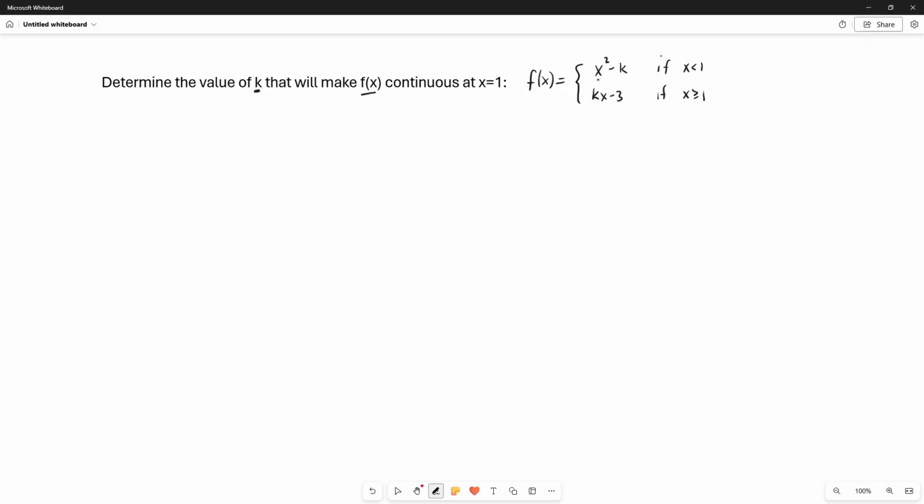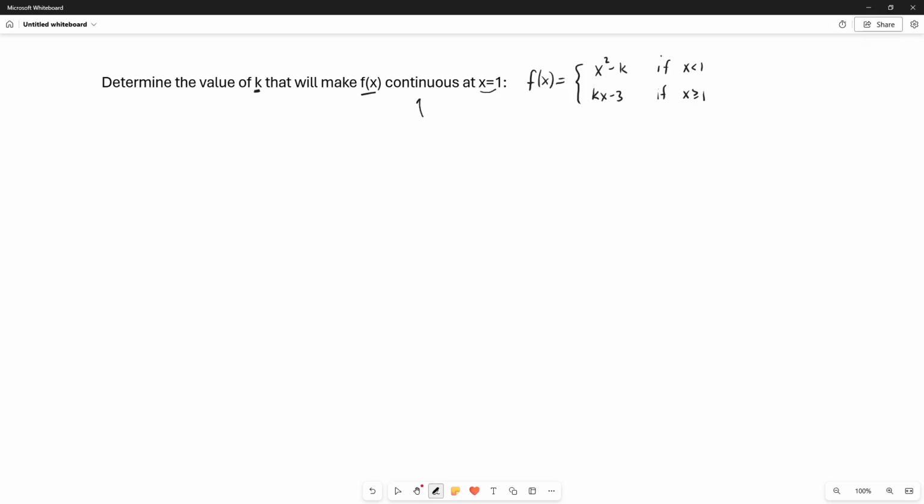But here, the formulas for our function involve a parameter k, which we can control. And if we choose the right value of k, then this function will be continuous at x equals 1. Notice that x equals 1 is where we have the change in the two formulas. Top formula if x is less than 1, bottom formula if x is greater than or equal to 1.